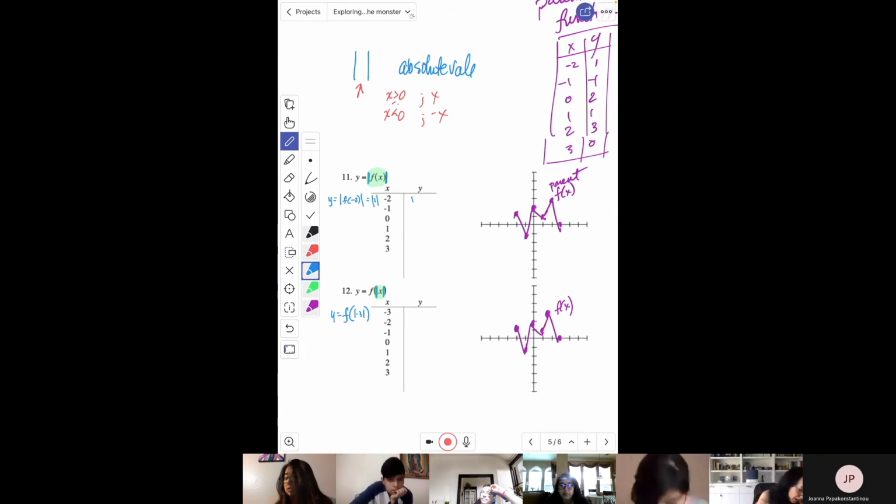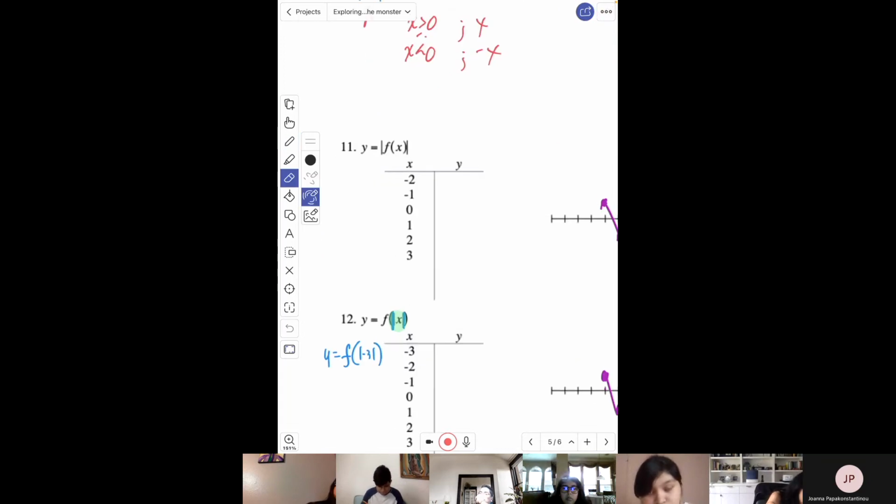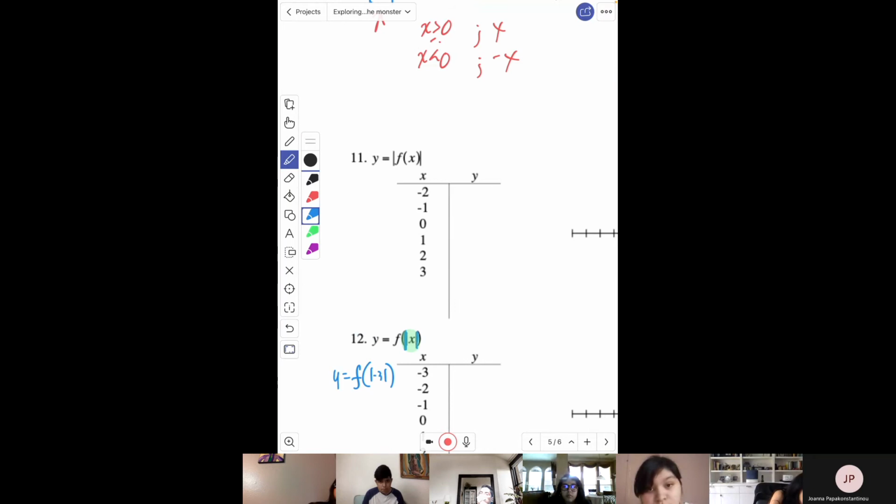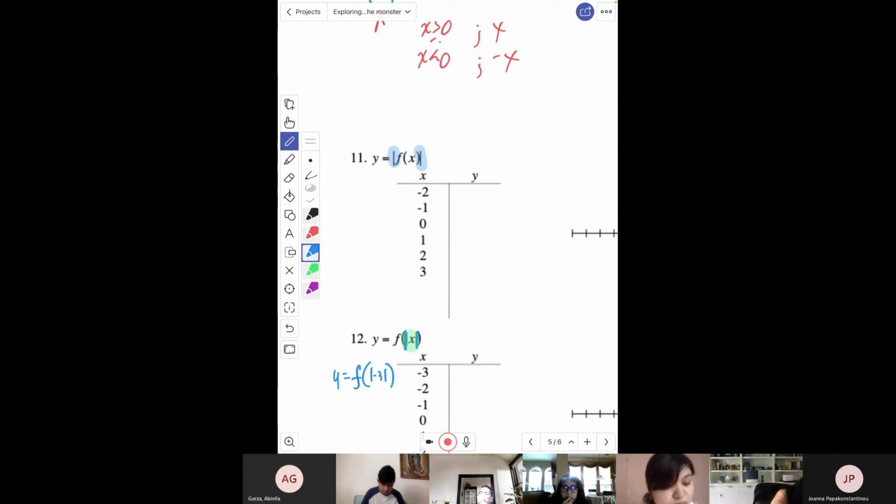Okay, number 11. Let's look at number 11. Let me erase what I have so far and go through it. Okay, so you are being asked to find f of x and then take the absolute value of it. So are you familiar with what the absolute value is, right? Okay, so for the first one, it is saying that y equals the absolute value of f evaluated at -2.